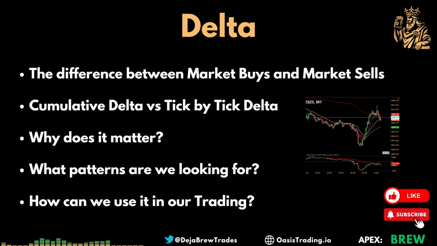Or we can break that delta up into a tick by tick delta, measuring it on more of a footprint, right? If we're looking at a 30-minute candle, we could break it up based on each tick or each price movement, okay? We're going to talk about why this matters in a little bit, what patterns we can use and how we can trade those, right?